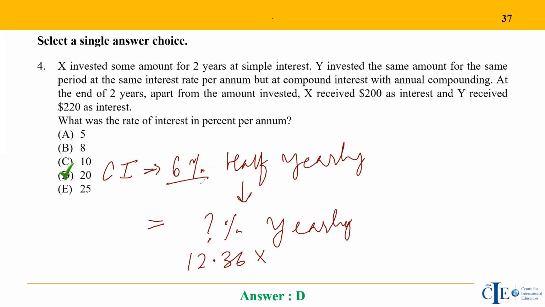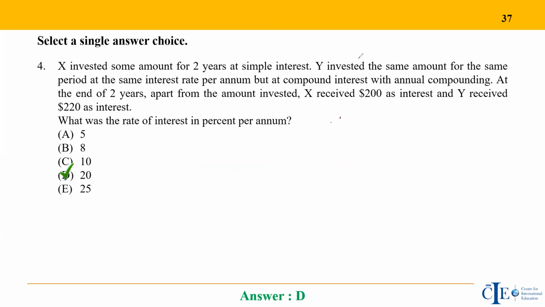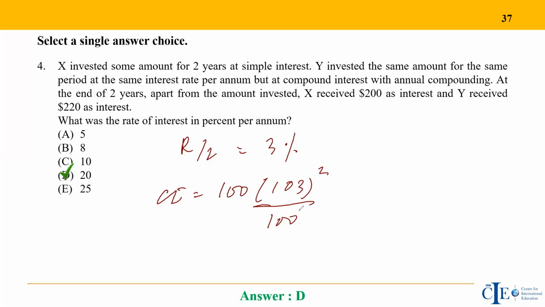Correct. So for this one, the interest rate that we have here is R by 2, which is 3%. So 3% would give me a total compound interest of 103 the whole square over 100 square, minus 100, which is what I'll earn on a half yearly basis for 2 cycles, first 6 and then another 6.